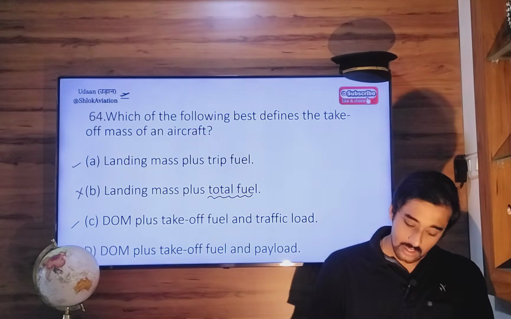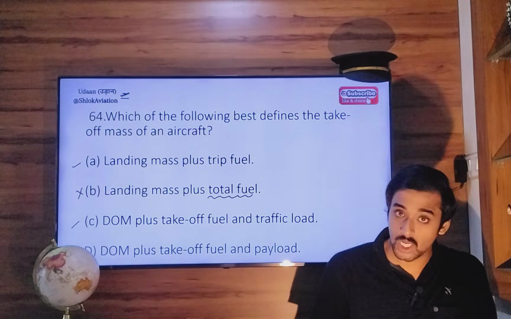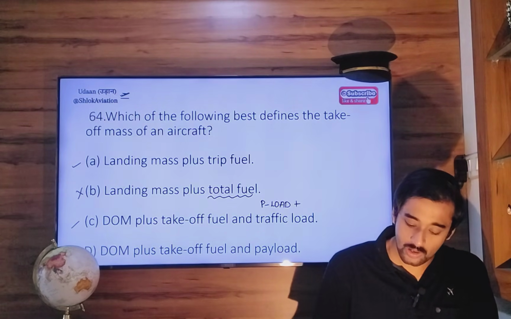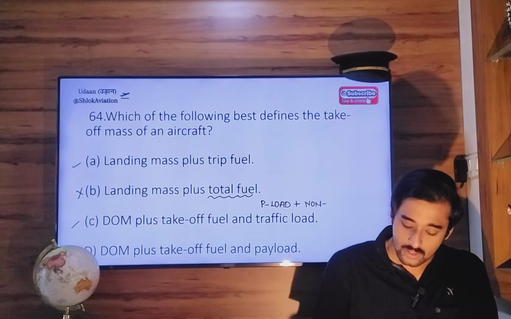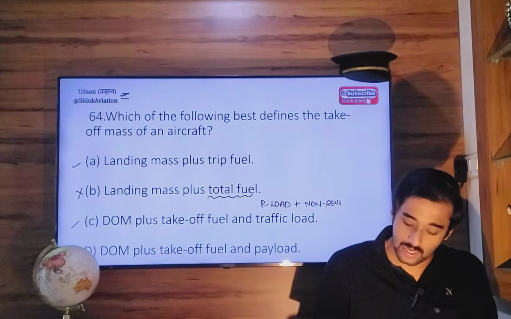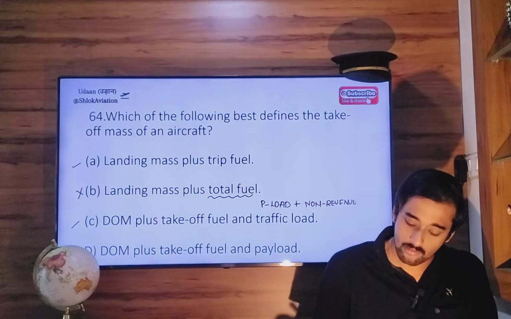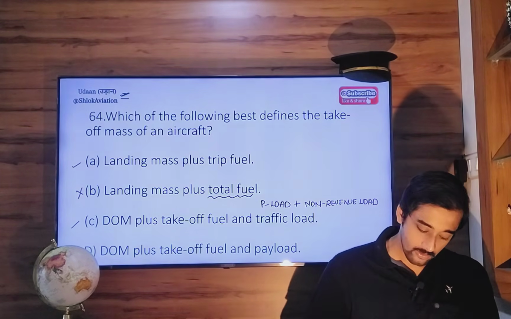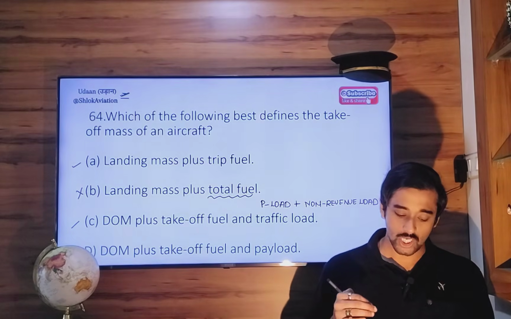Delta. DOM plus takeoff fuel and payload. This is wrong. Now traffic load is inclusive of payload and non-revenue load. Okay, it's already inclusive of payload and other non-revenue load. So delta will be the wrong one. Bravo will be the wrong one. We are left with alpha and Charlie.